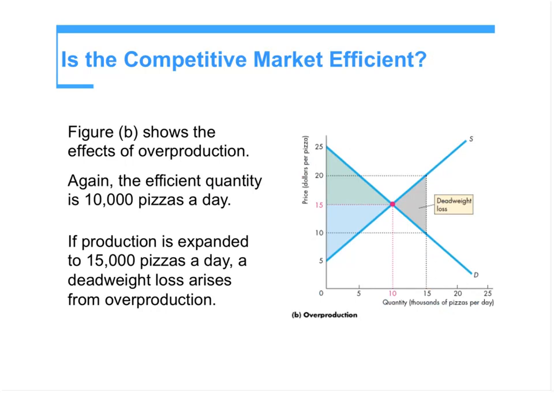Figure B, though, shows overproduction. When the market is producing over what is needed, then you have overproduction, which is the opposite of underproduction loss.